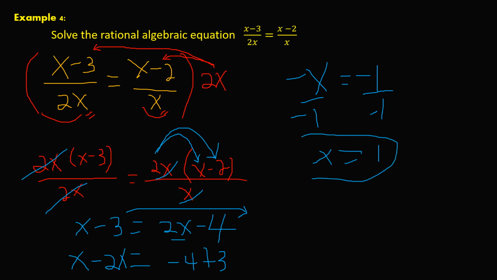So there is only one root of this rational algebraic equation, because the resulting equation that we have in the process is only a linear equation. Since x is equal to 1, if we substitute the 1 to the original equation, to this x here and to this x here, we can see that there will be no denominator which is equal to 0. So there is no extraneous root in this equation.